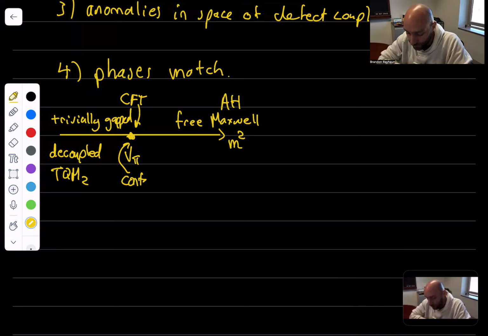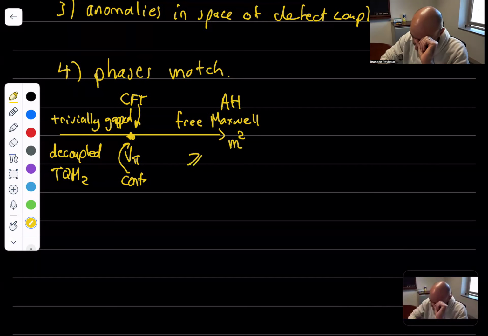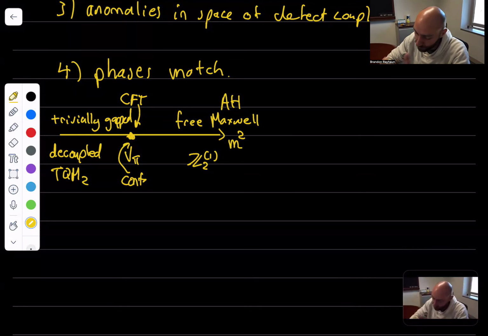When you flow to the free Maxwell side, it actually flows to a topological line. So free Maxwell theory has an emergent one-form symmetry called the electric one-form symmetry. And that is a U1 symmetry, which in particular has a Z2 subgroup. So there's some topological line operator in free Maxwell which implements the Z2 electric one-form symmetry. And the claim is that this vortex line V pi flows to this one-form symmetry.